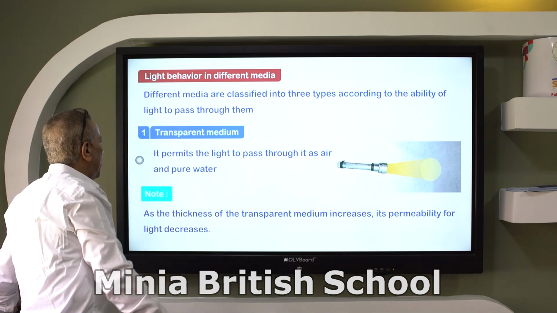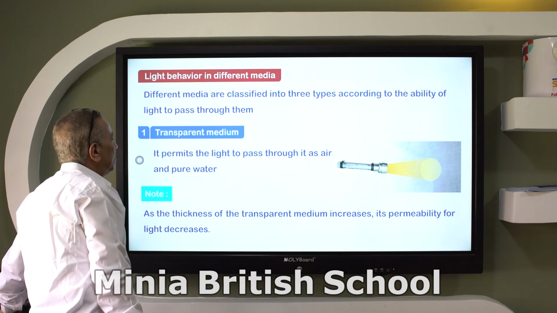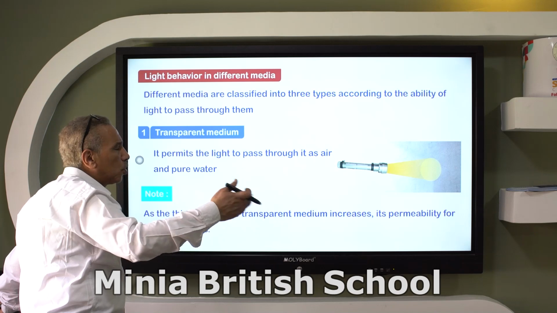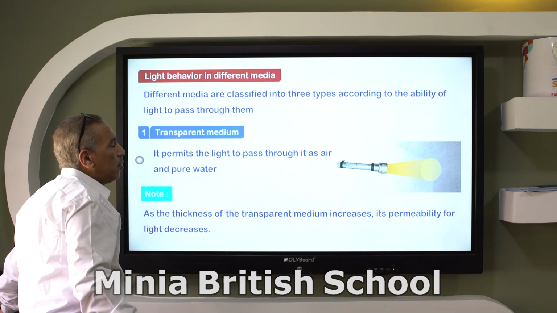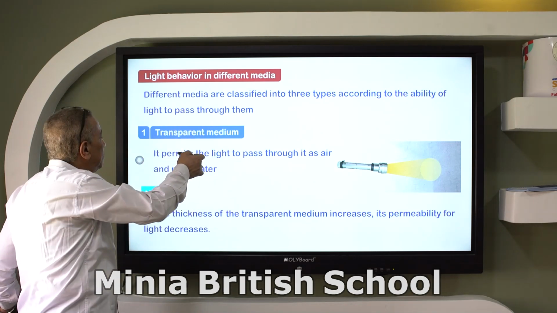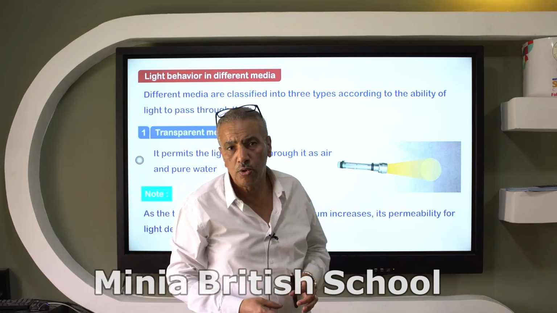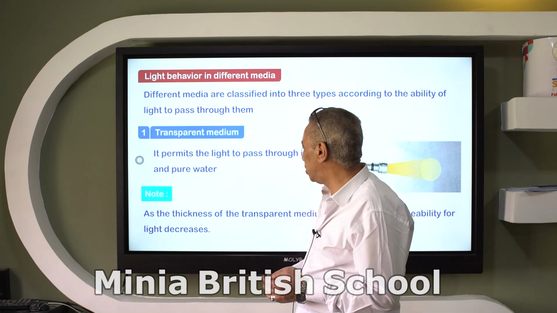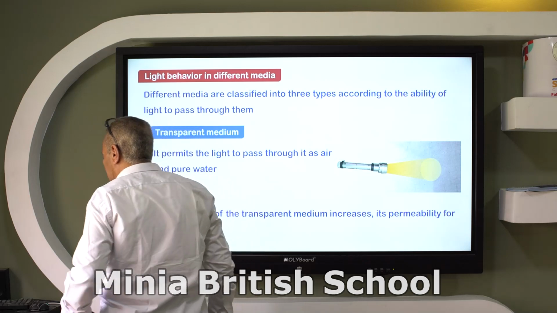According to transparency, if the light can travel through the medium with a high or medium or low amount or doesn't pass completely, we can classify the materials into a transparent medium that allows the light to pass through it, such as the air, pure water, which allow most of the light to pass through it.